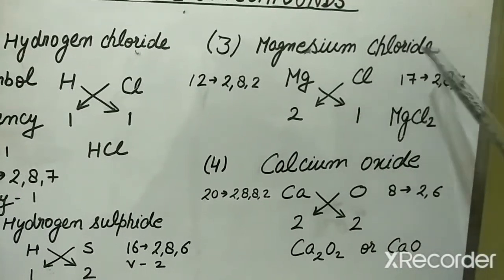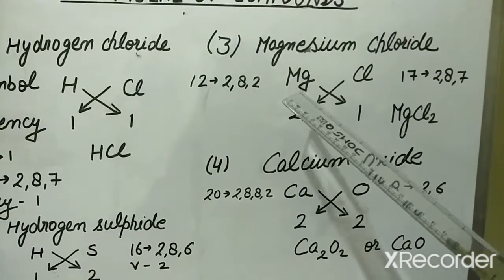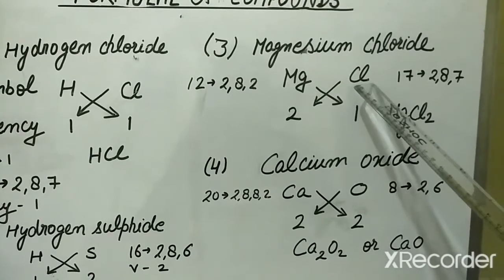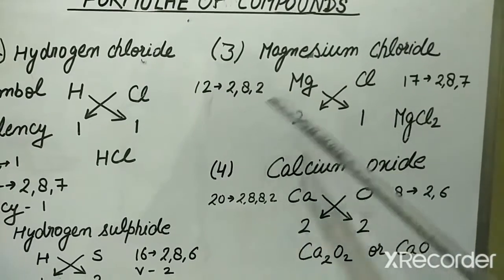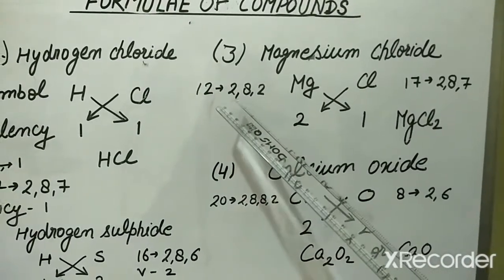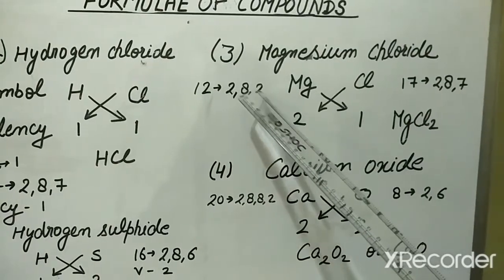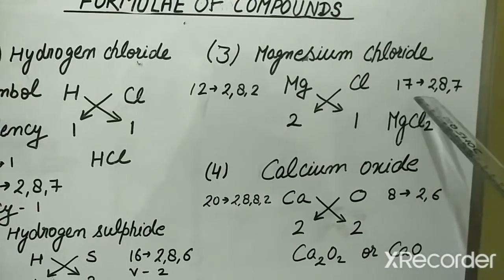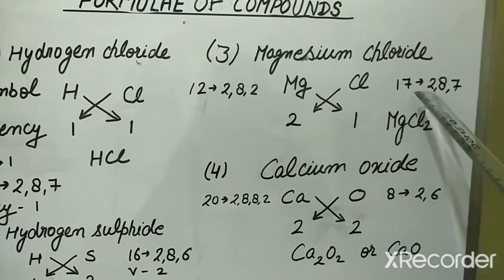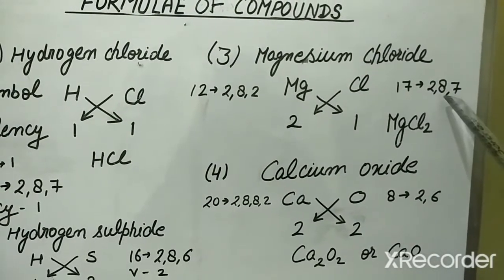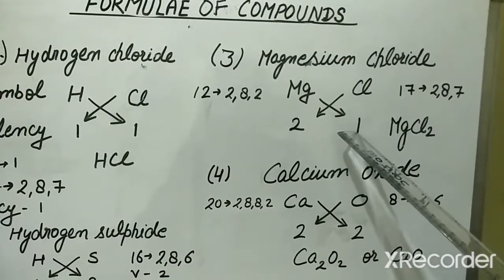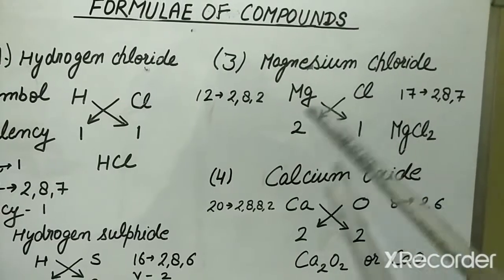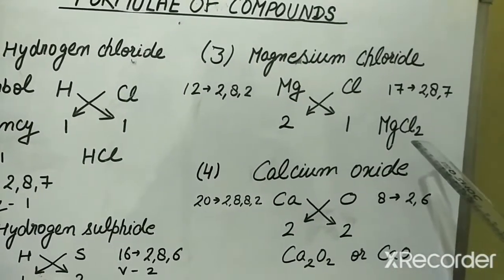Now magnesium chloride. The symbol of magnesium is Mg, and for chloride, chlorine, Cl. The atomic number of magnesium is 12. Electronic configuration is 2 8 2, so the valency is 2. Here the chlorine atomic number is 17, configuration 2 8 7, so the valency is 1. After cross multiplication, MgCl2. So the formula is MgCl2.